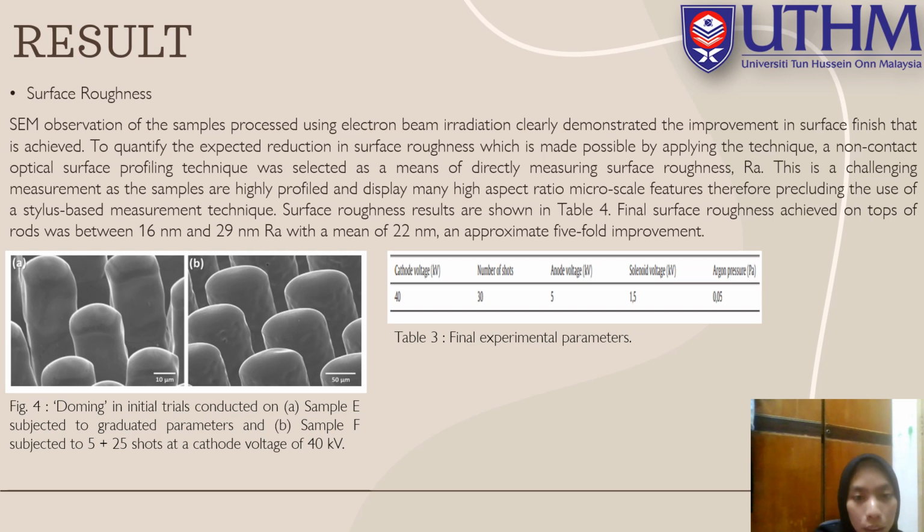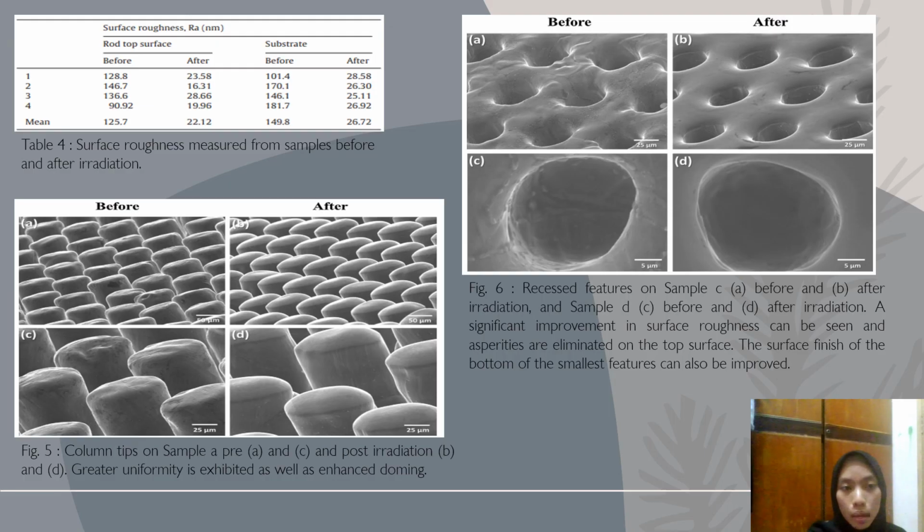the final experimental parameters, and this is figure 5, showing the initial trial conducted on sample E subject to graduated parameters and sample F subject to 5 plus 24 shots at a cathode voltage of 40 kV. Table 4 shows the surface roughness measured from samples before and after irradiation. Figure 5 presents features on sample C before and after irradiation and sample D before and after irradiation.